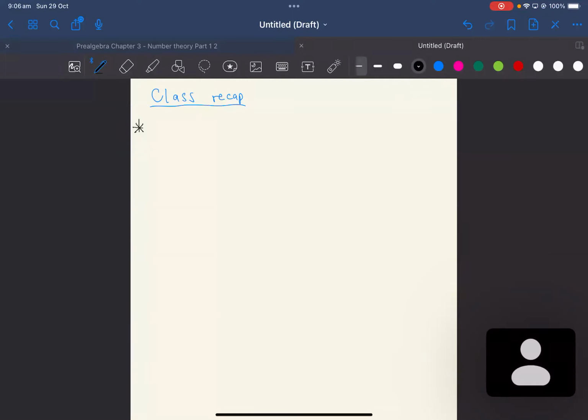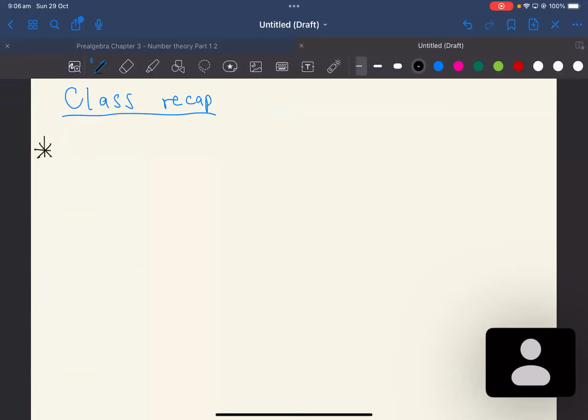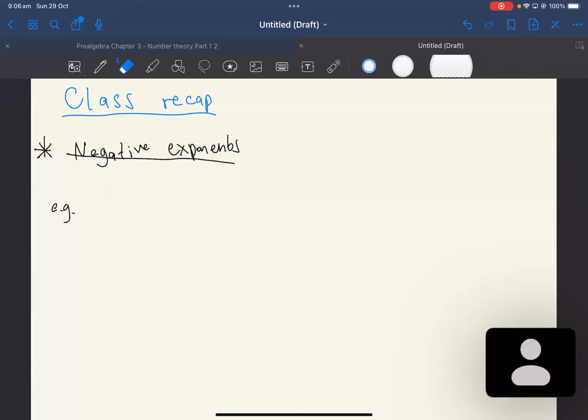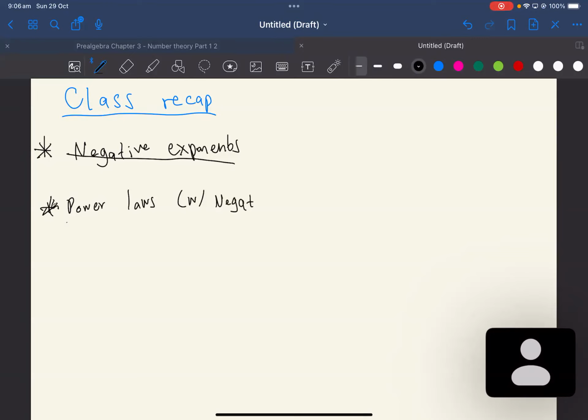Okay. All right, so recap. Last week was negative exponents. Let's recap the important concepts. I'll quickly give a summary. The first one is just being able to do negative exponents. The second one was power laws with negative exponents. And then finally, we did negative exponents in the reciprocal, the denominator.